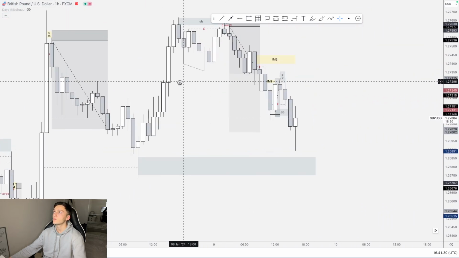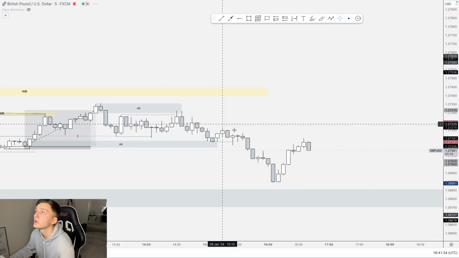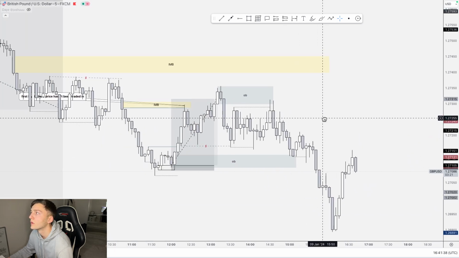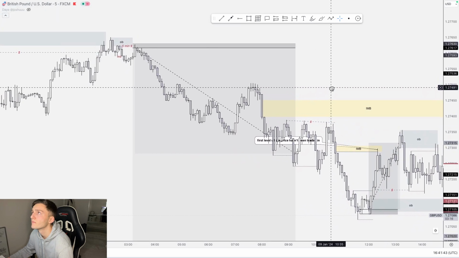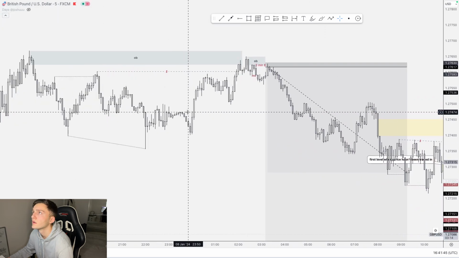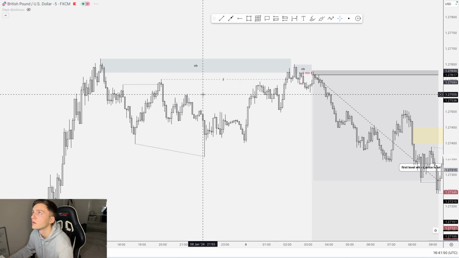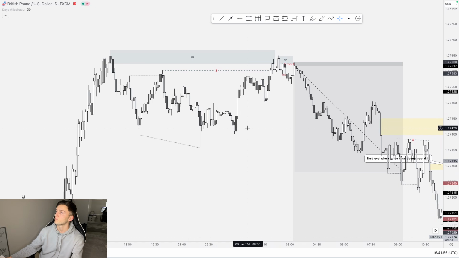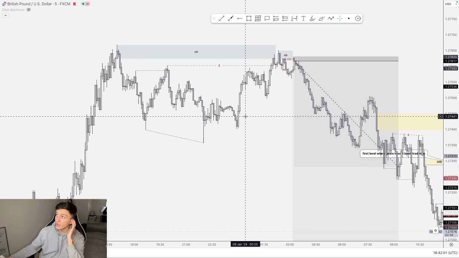Maybe I'll show an example of mitigated order blocks. Let's jump down to the 5 minute quickly. No, I can't find an example. Plenty of examples in the Discord. I'm always putting stuff in there about it. Mitigated order blocks is one of my favourite entry concepts, actually.